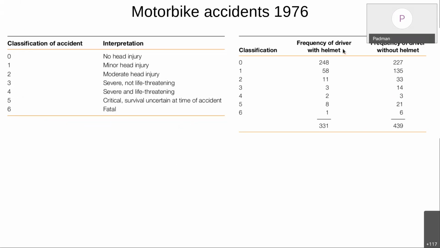Our data is here. So there are two columns, with helmet and without helmet, and these are the number of people in the population who had this type of injury. Okay, so 248 people who were wearing a helmet, for example, had no head injury. 58 had minor head injury, and so on. Okay, so now you want to, let's say, see what is the severity of a motorcycle accident wearing a helmet versus when you're not wearing a helmet.